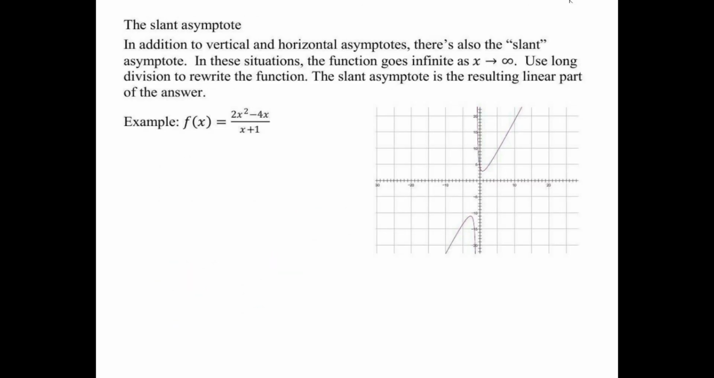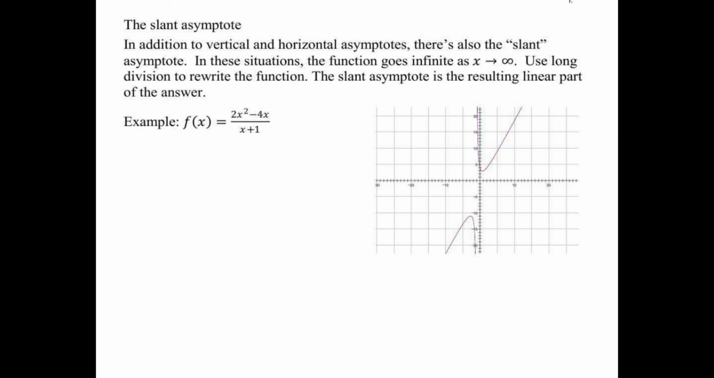Let's try to reach the slant asymptote. We talked briefly about it earlier, and let's see if we can get it done here. In addition to vertical and horizontal asymptotes, there's also a slant asymptote. In these situations, the function goes infinite as x approaches infinity. Use long division to rewrite the function. The slant asymptote is the resulting linear part of the answer.